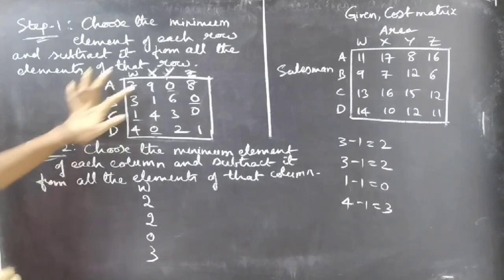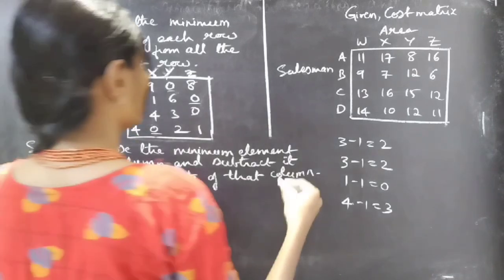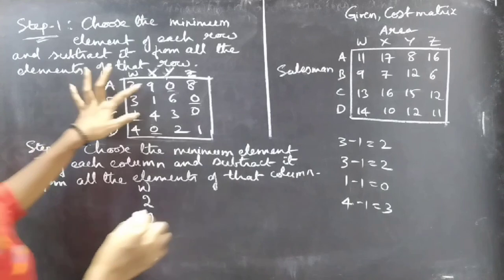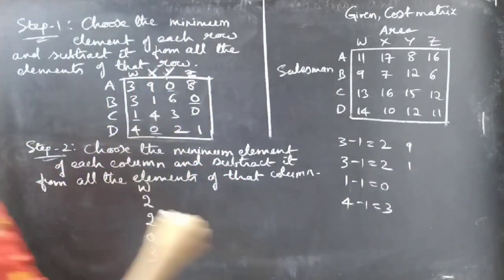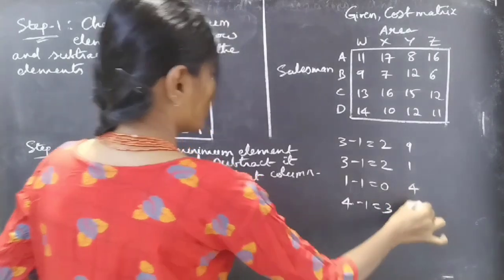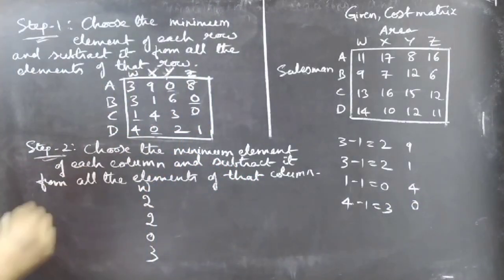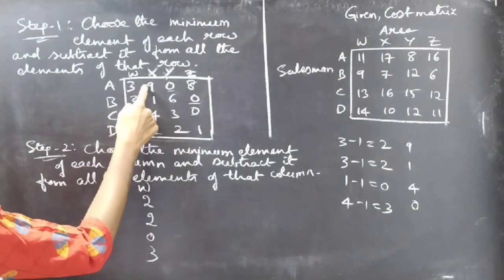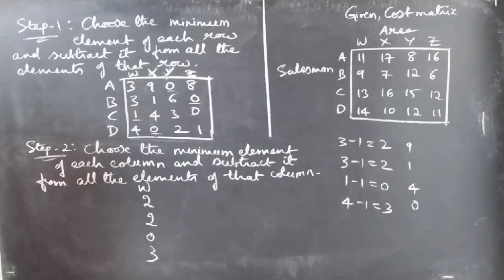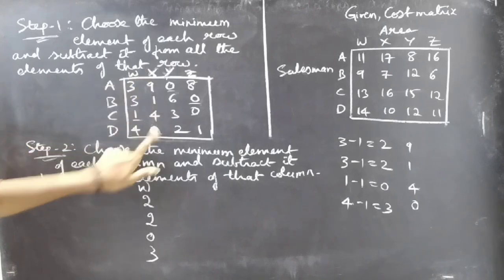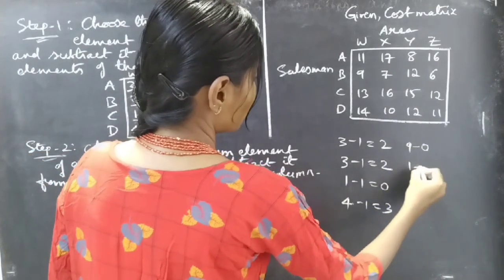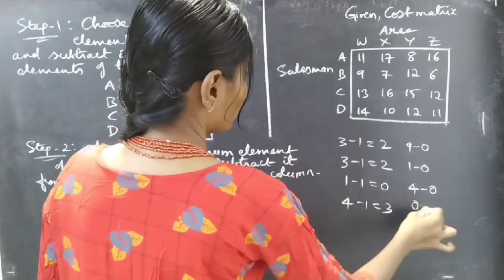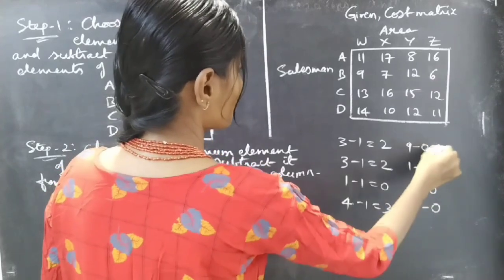Now coming to the second row. In the second column you have 9, 1, 4, 0. And here 0 is the minimum element, so we'll subtract 0 from all the elements of column X. Right? Subtract 0 from all the elements of column X.